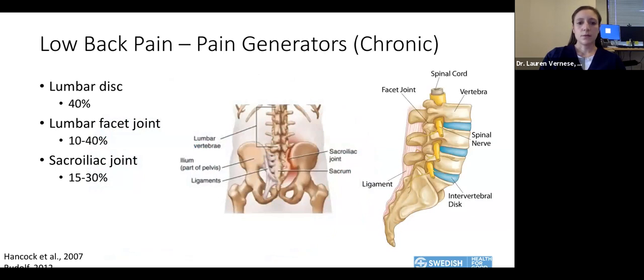When looking at the frequency of low back pain generators, the disc seems to be the most common. About 40% of cases of low back pain can be attributed to the disc. The facet joint is about 10 to 40%, with higher percentages in patients that are older. Sacroiliac joint pain is typically the cause in about 20% of patients. However, this number gets higher after people have had lumbar fusion or lumbosacral fusion, and we'll get into reasons as to why that's the case.